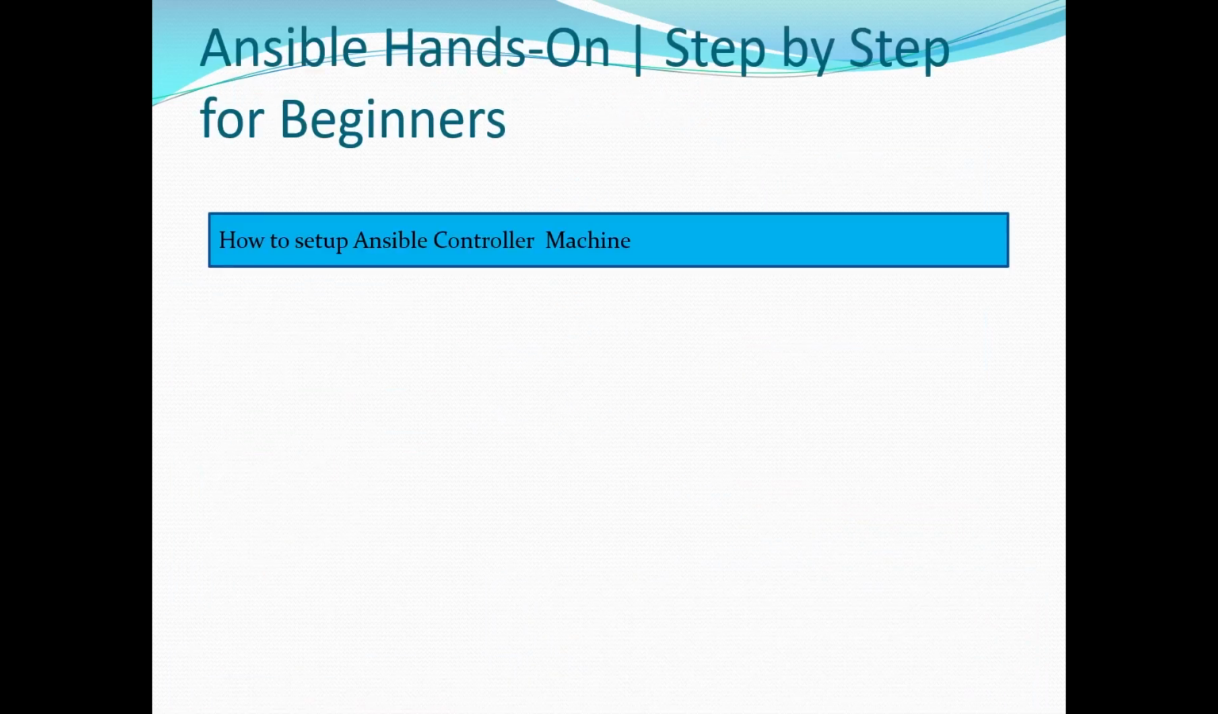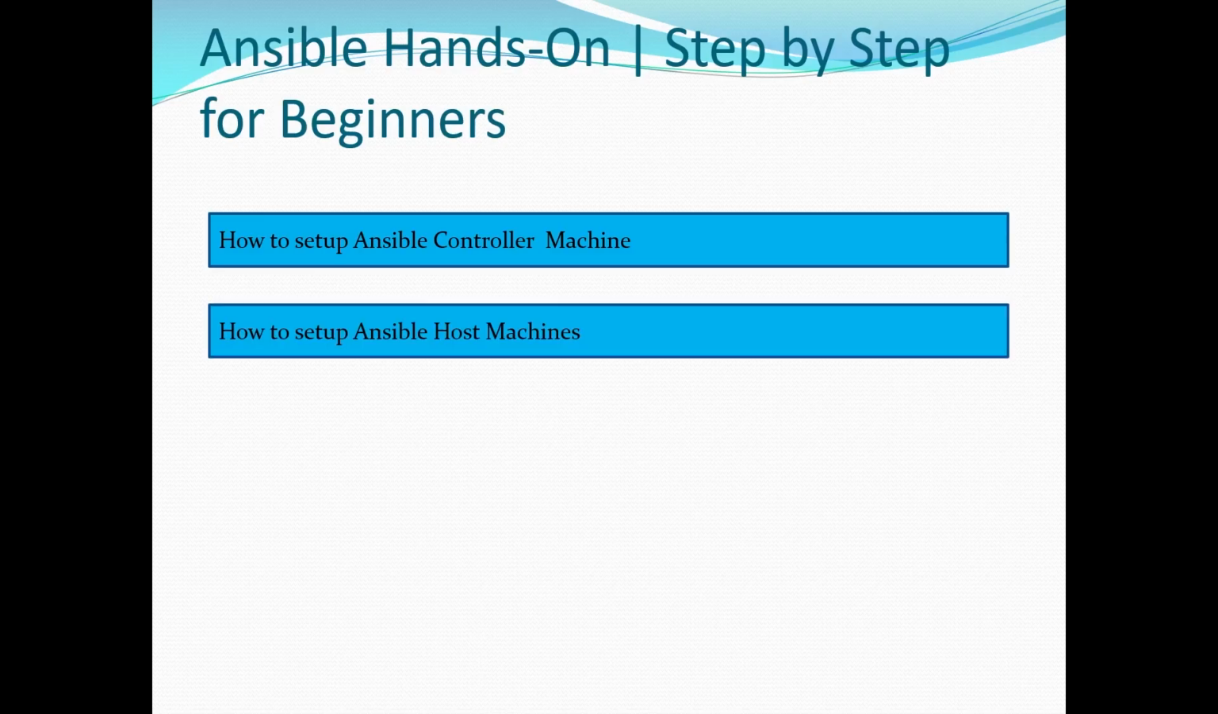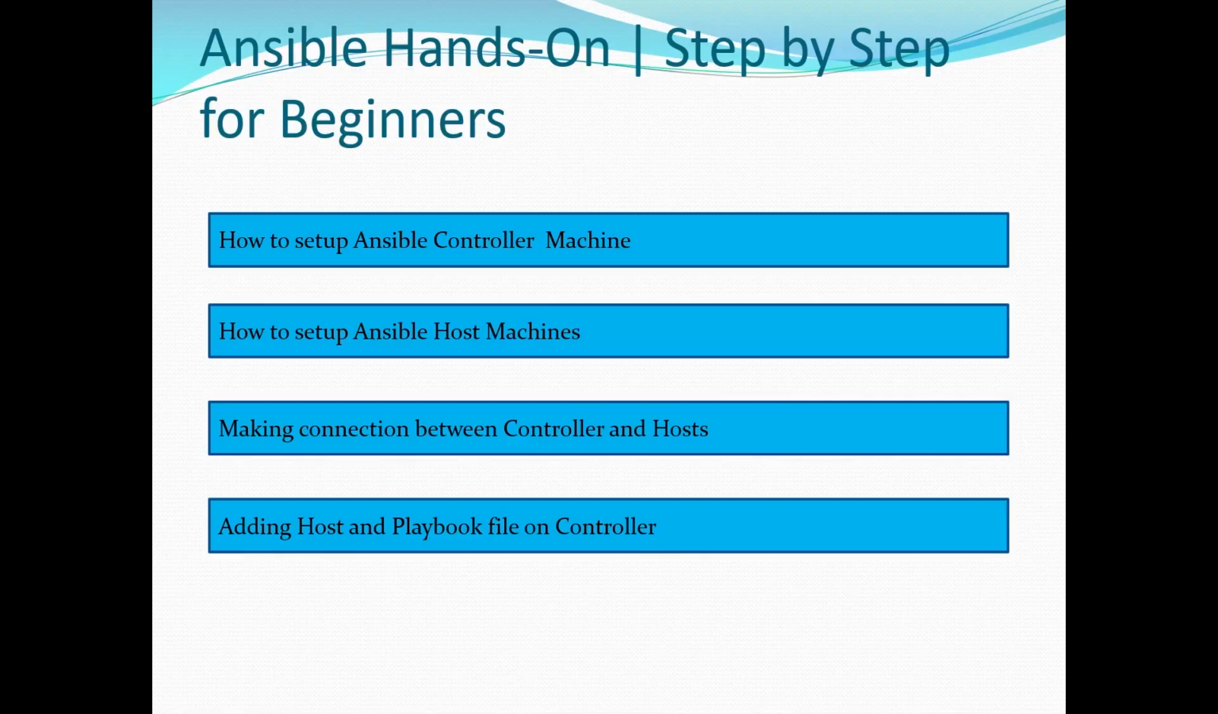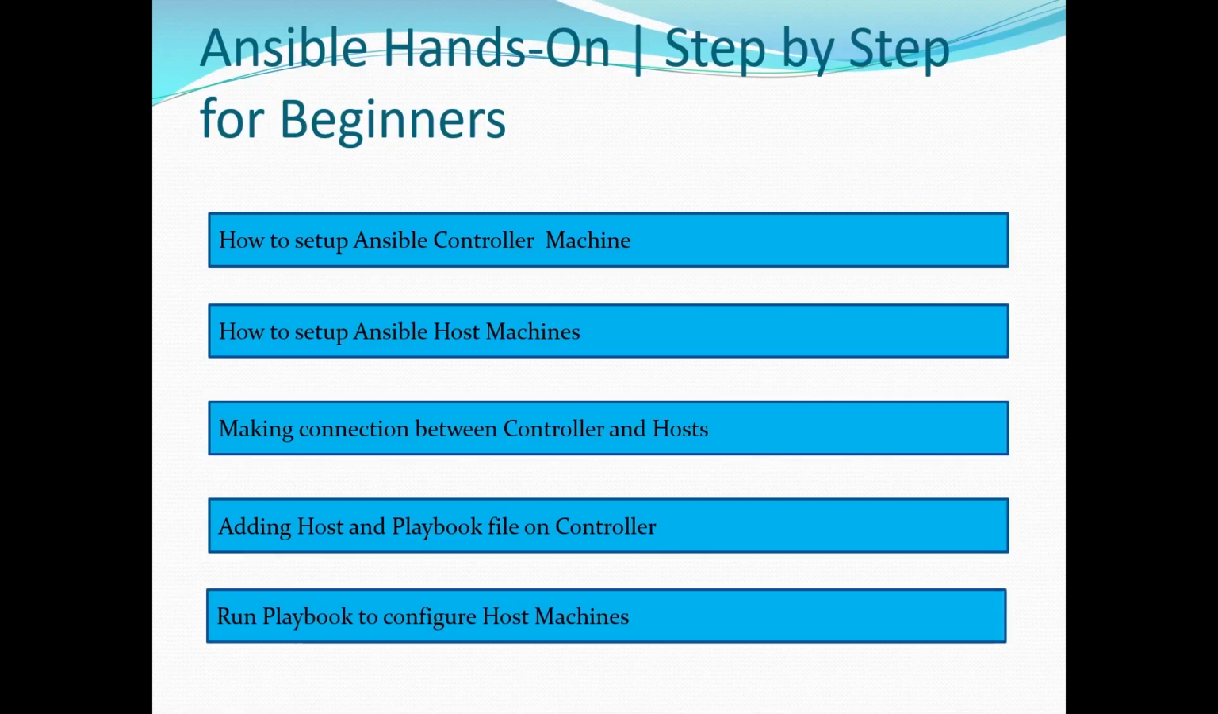Now let's see how Ansible actually works and I will show you how to set up the Ansible controller machine. And we'll also see how to set up Ansible host machines. We'll try to connect between the controller and the host. That will be our agenda. And we will add a host and playbook file on the controller as we have discussed. And we'll run the playbook to configure the host machines. So as you saw, we will convert all the theory that we have learned till now into practical.